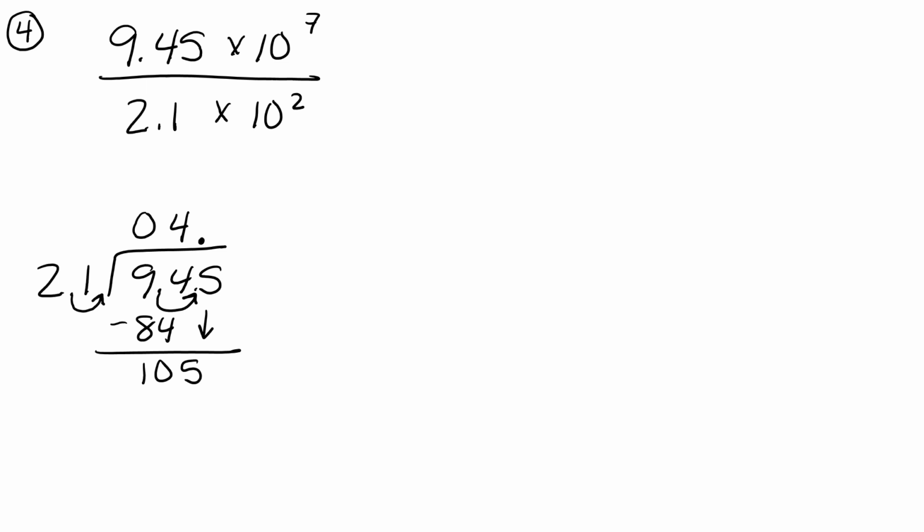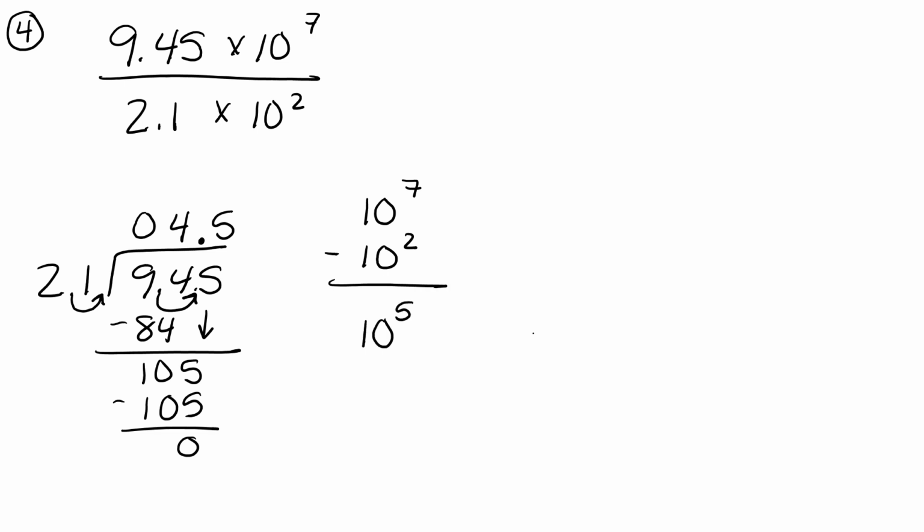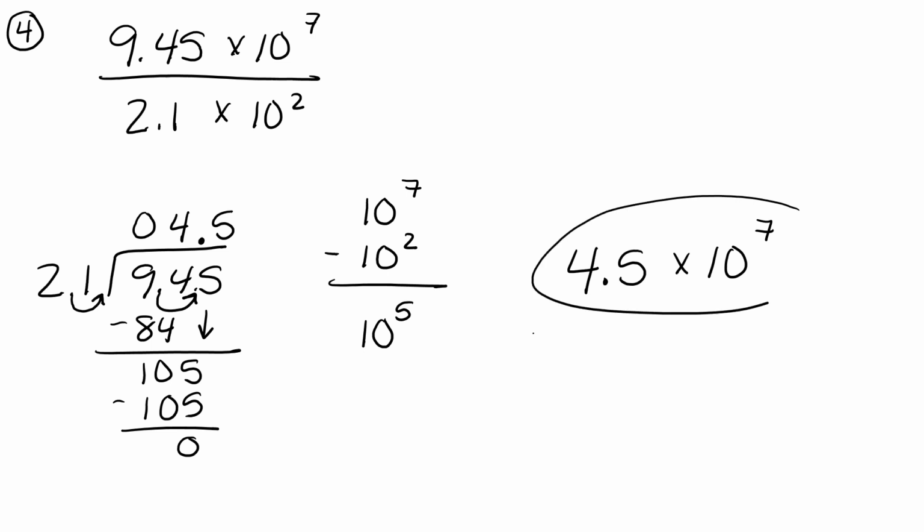21 can go into 105 5 times. 5 times 21 is 105. Subtract, and we get 0. Now, when it comes to our exponents, if we're dividing, we're going to subtract our exponents. 10 to the 7th minus 10 to the 2nd. 7 minus 2 would give us 5. So our answer would be 4.5 times 10 to the 7th power.